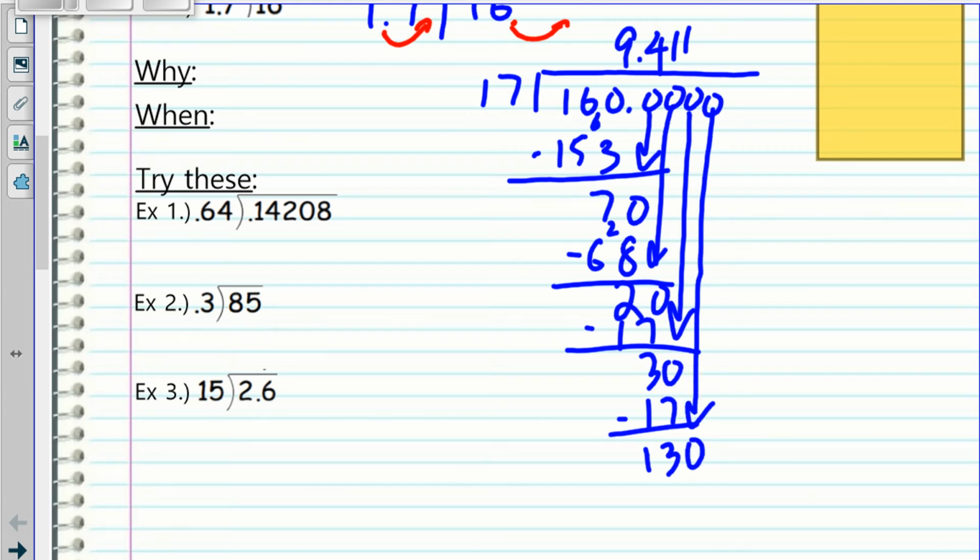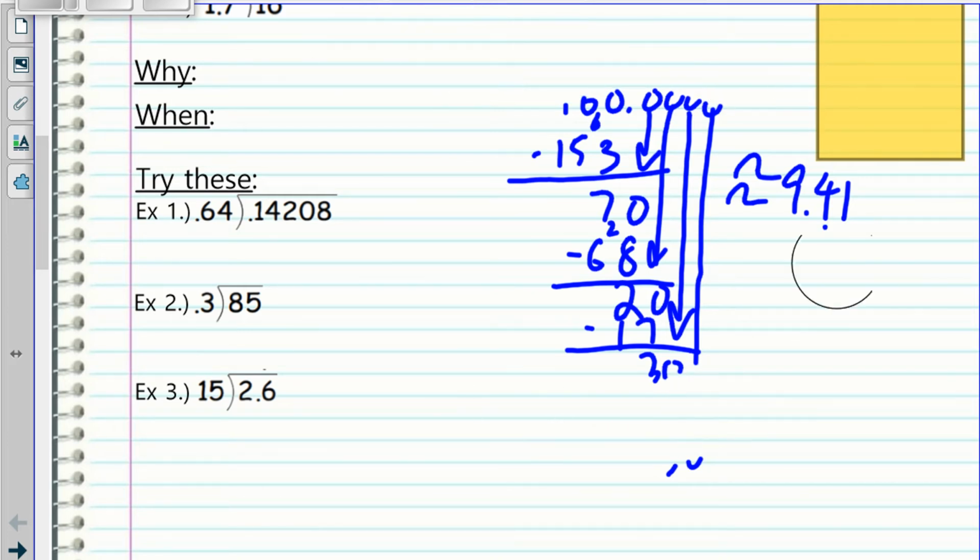Yeah, indeed this is a non-repeating, non-terminating decimal. So I'm gonna stop right here. I already know. So it's about 9.4, all right, or 9.41, if you will. Okay, all right, now let me erase the stuff up top.